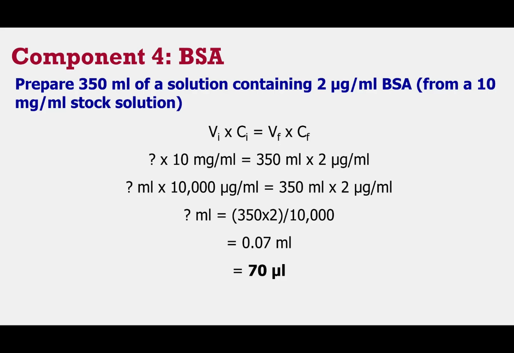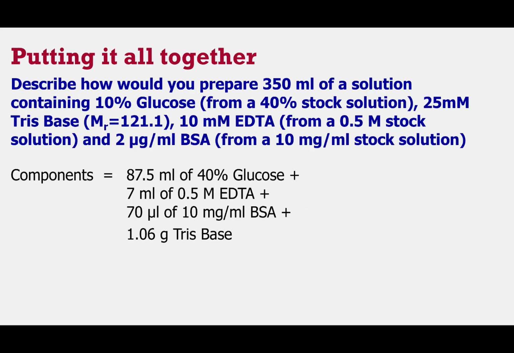So I've independently worked out how much glucose, how much tris base, how much EDTA, and now how much BSA, and I can put all that information together to make up my solution. I know that I want 87.5 millilitres of glucose, 7 mils of EDTA, and 70 microlitres of BSA. And into that I'm going to add 1.06 grams of tris base.